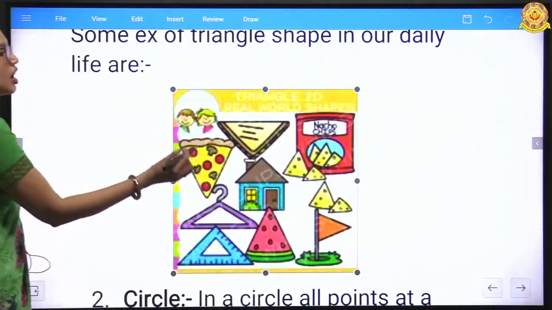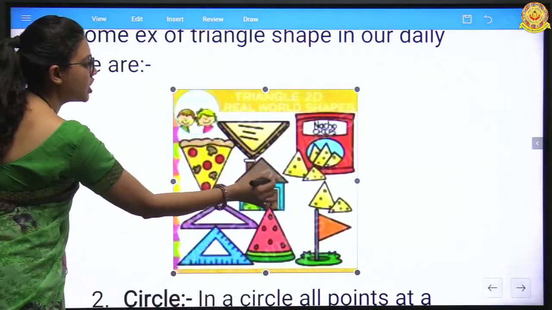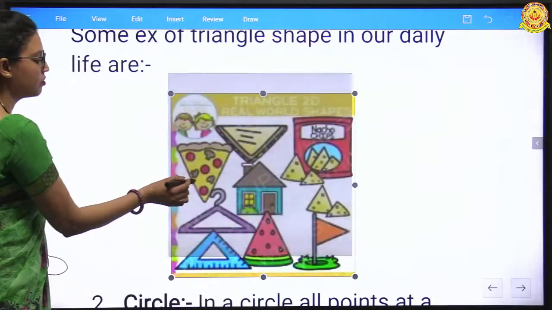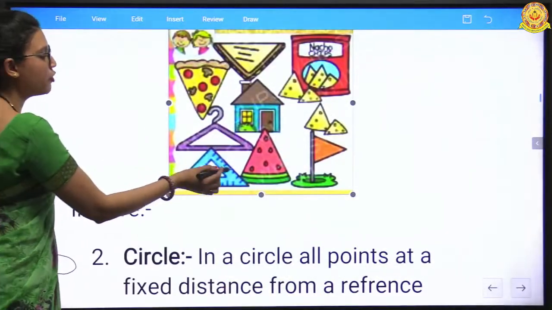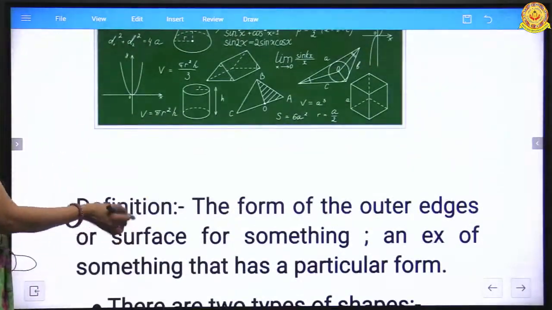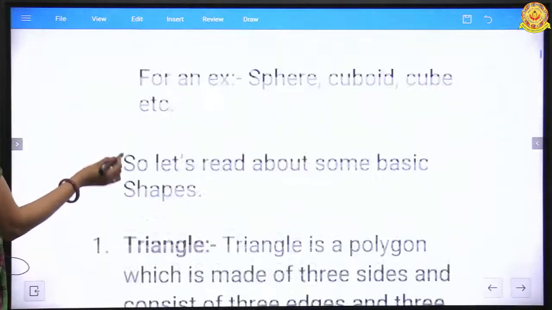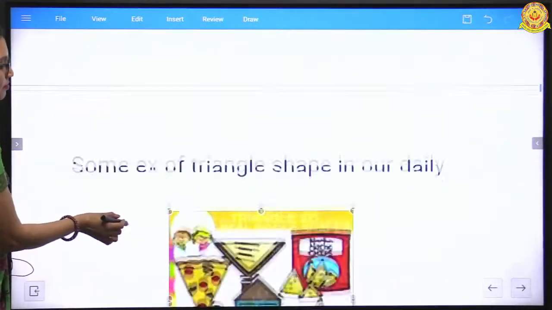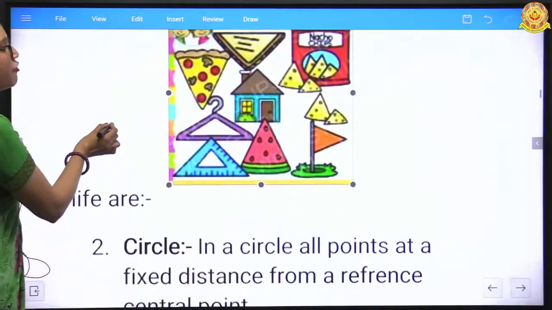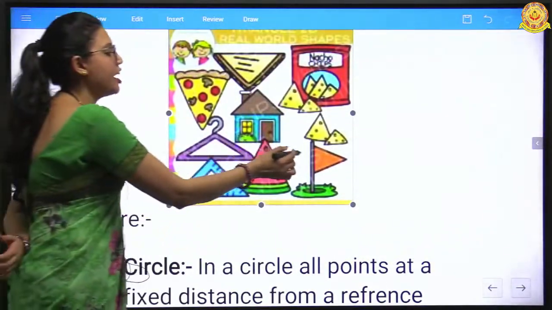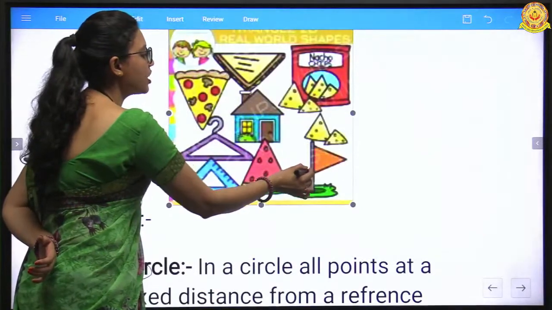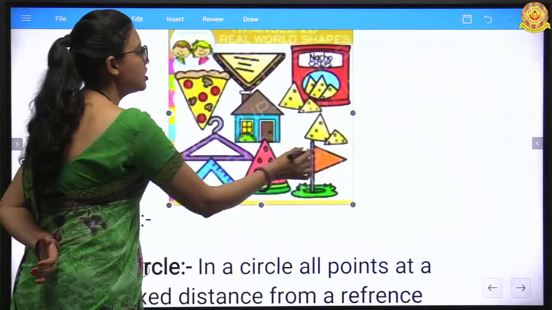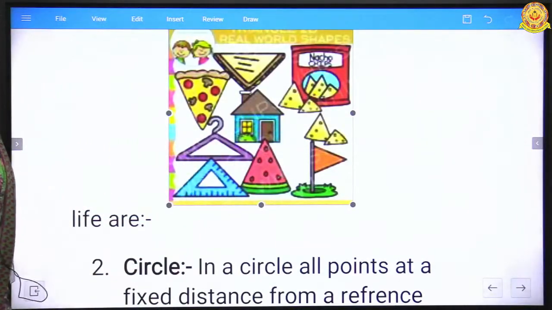If you see a hut, the upper part of this hut is also in the shape of a triangle. If you see a slice of a watermelon, it is also in a triangle shape. And if you see a flag from this side, it is also in a triangle shape. It has three sides, three edges and corners, so it is also a triangle shape.